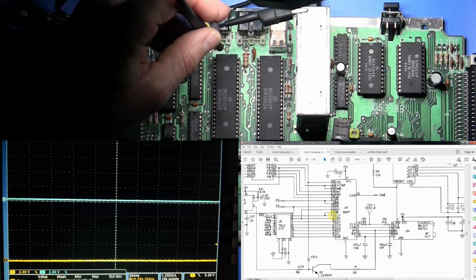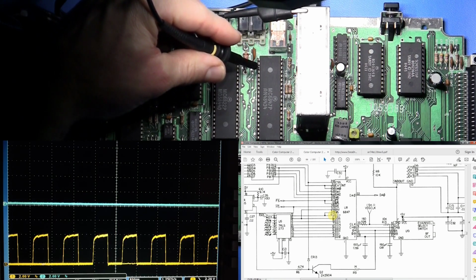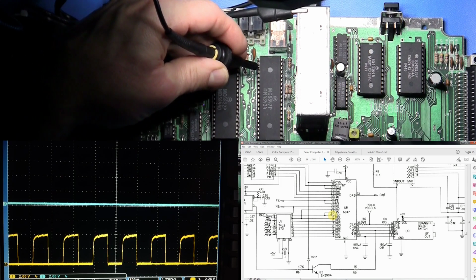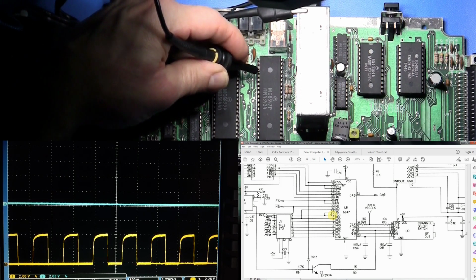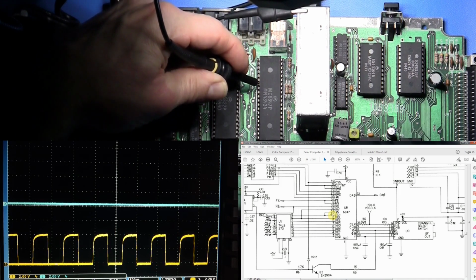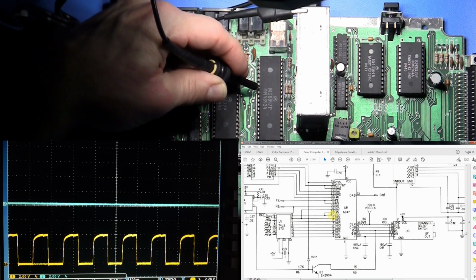side of the 273. Let's start with DD bus bit 0. We're starting from the bottom, DD0. Okay, so we have 0, DD1 on pin 4, DD2 on pin 5, DD3 on pin 6, DD4 on pin 7, DD5 on pin 8. All looking good so far.